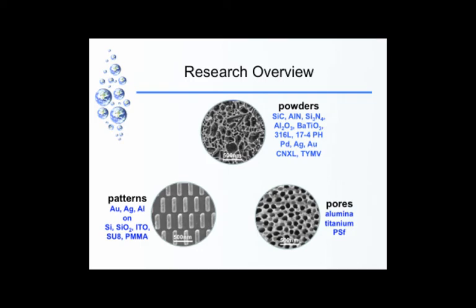In terms of pores, we looked at pores in terms of alumina by anodization. We looked at some work with titanium in terms of just sintered particles. And then finally, we looked at polysulfone, which is a polymer, and we tried to create nanoscale pores with that as well. So powders, patterns, pores, all in the nanostructured regime. How to be able to work with something like that. Of course, the stainless steels, we did not work with nanoscale materials, but we did work with some palladium, silver, and gold nanoparticles as composites.